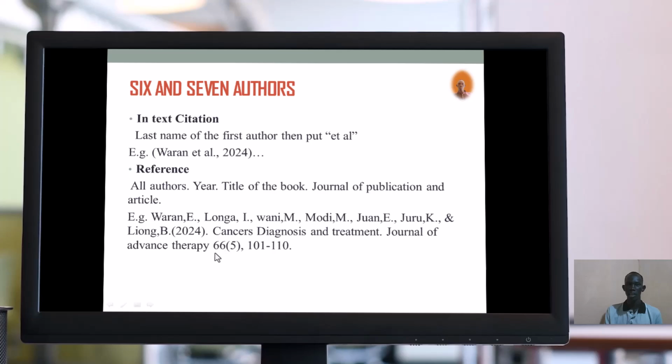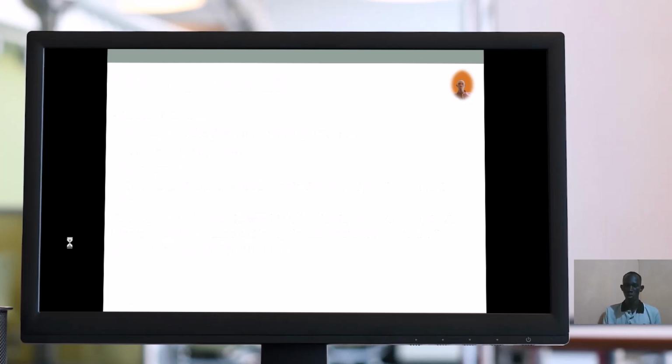And then here we have the 6, which means that's the volume in that journal. And then we have the 5, which is the issue in that journal, which talks about cancer diagnosis and treatment. And then this information you can get in the page number, from page number 101 to page number 110. That's where you can basically find the information about that. And then this takes us to when there are 8 authors or more.